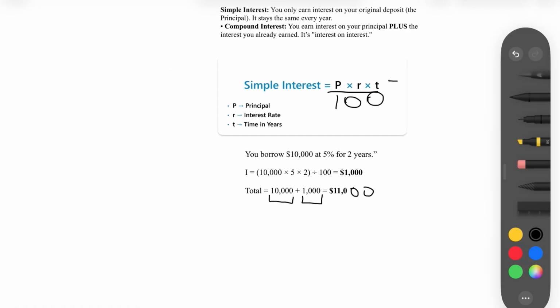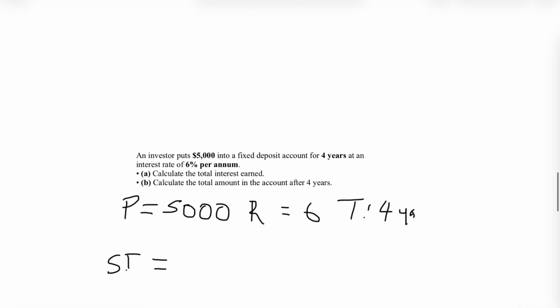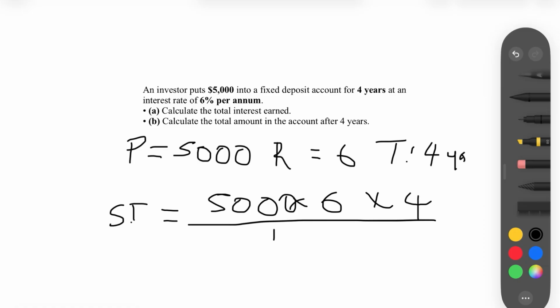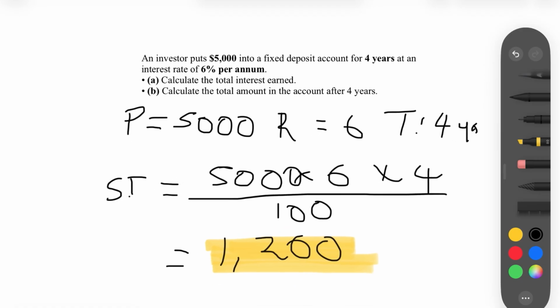So you have the formula up there. Now we substitute: 5,000 times 6, which is the rate, times 4, and then we put it over 100. That gives 1,200. So what is this 1,200? This is the extra money that you are paying. This is the interest that you are paying. And that is how you do A.